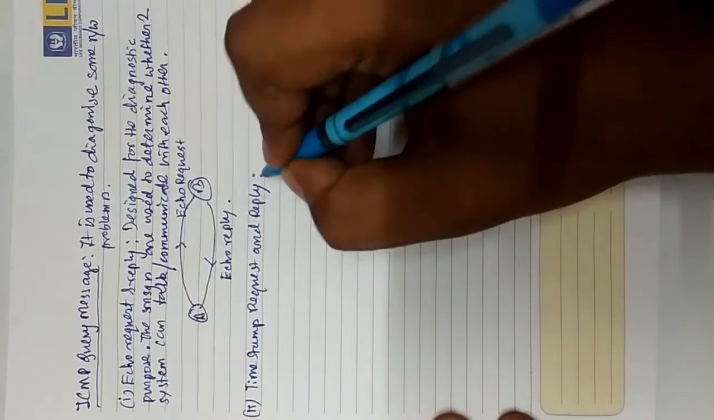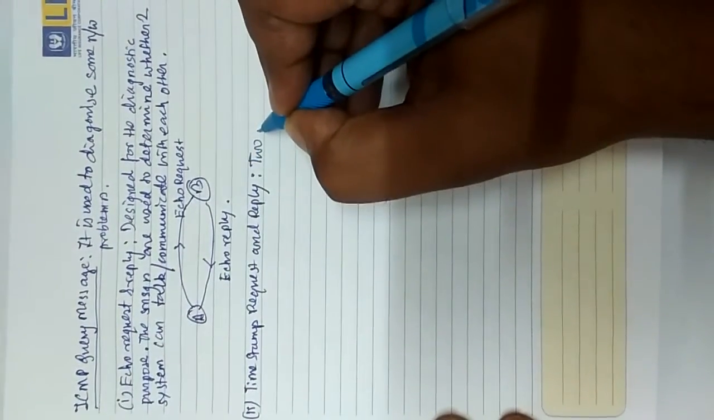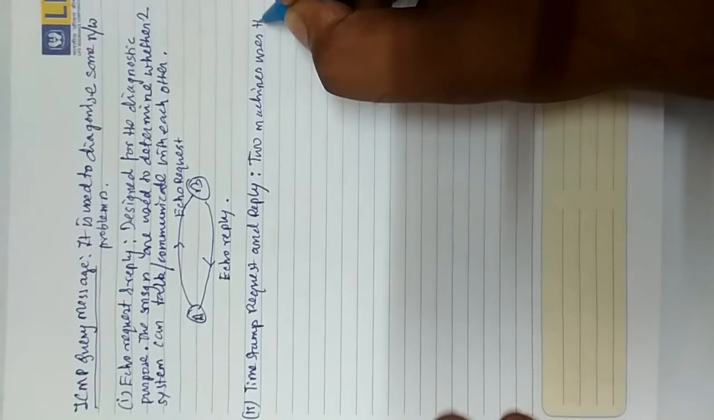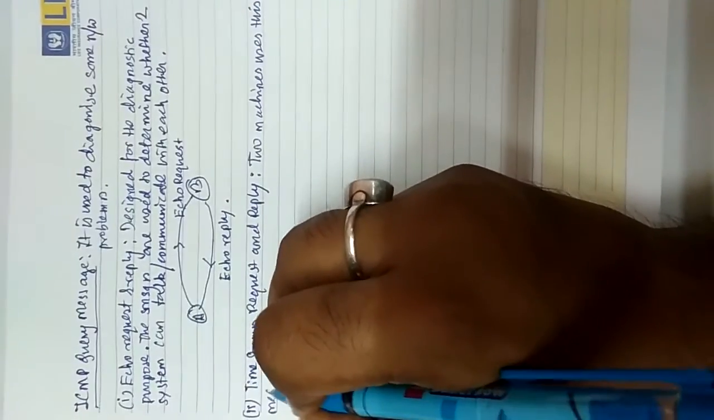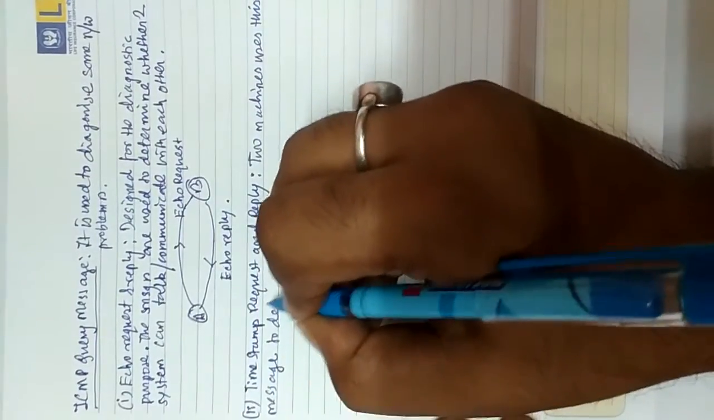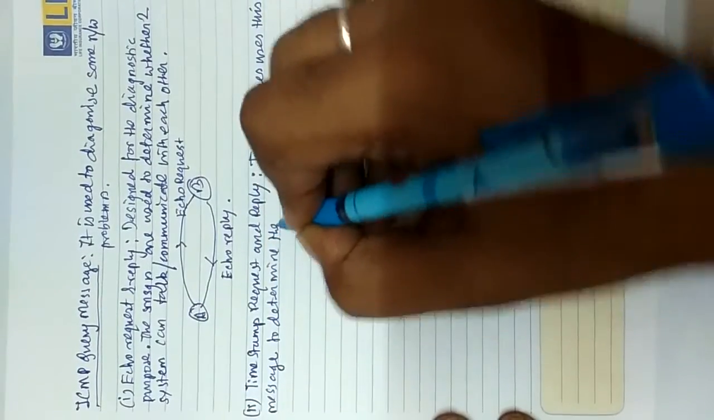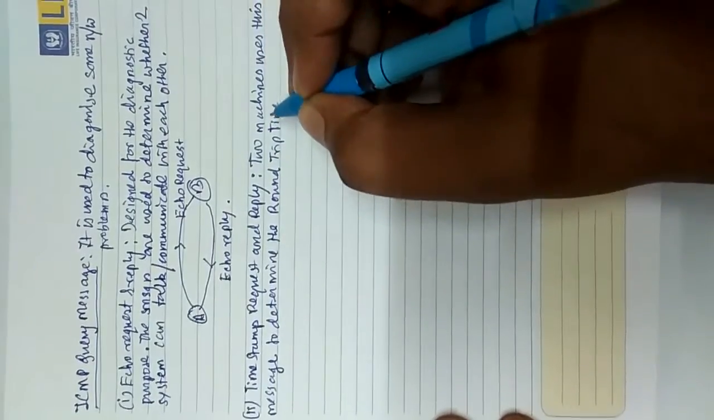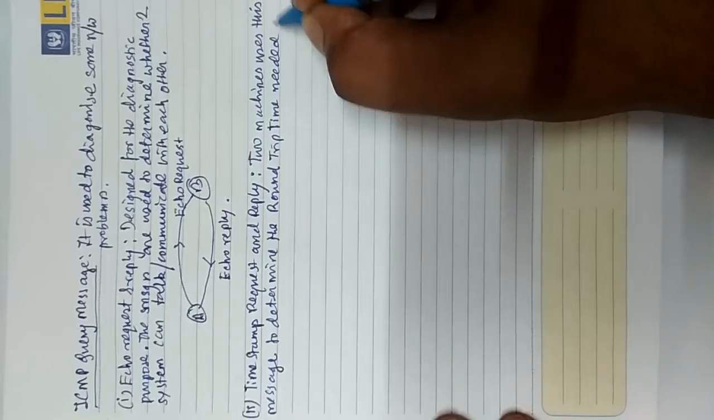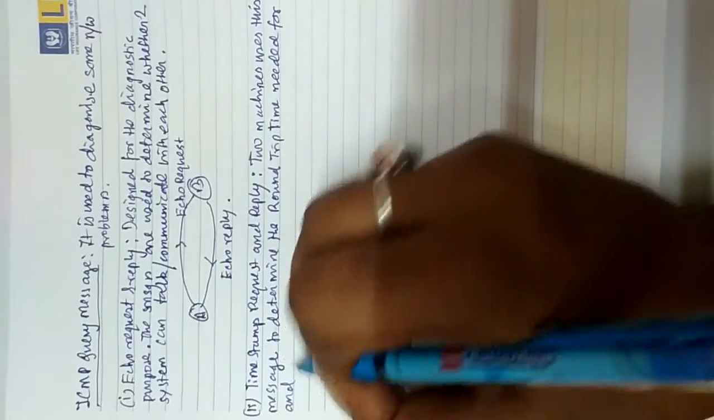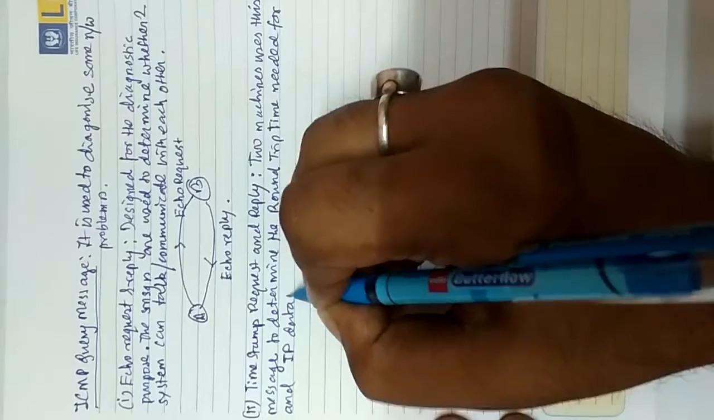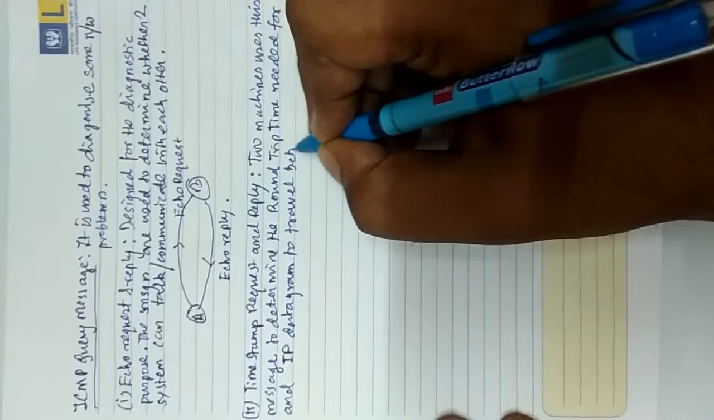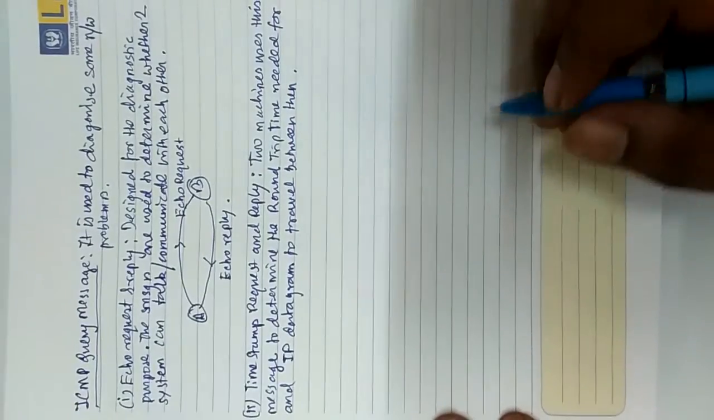Okay, so regarding the theory, we can write: two machines use this message to determine the round trip time, RTT, needed for an IP datagram to travel between them.